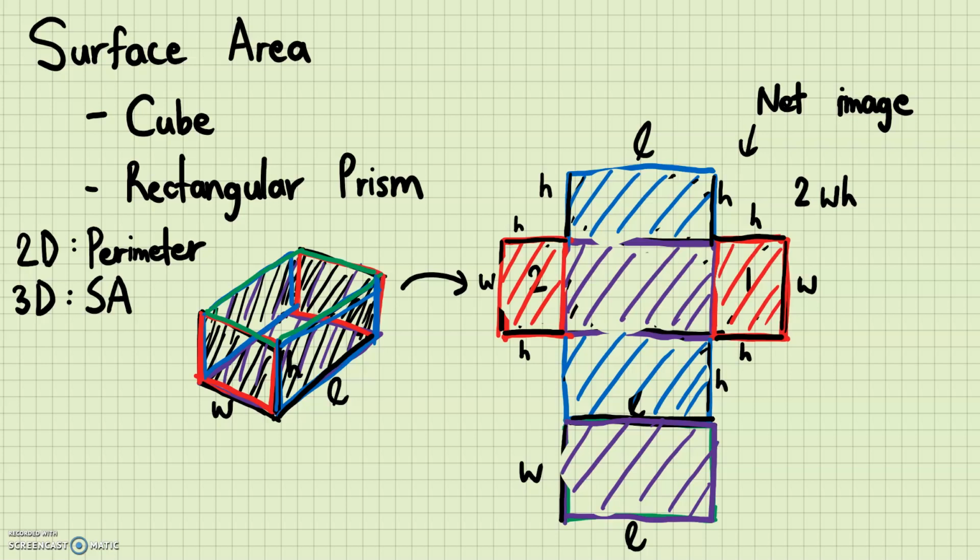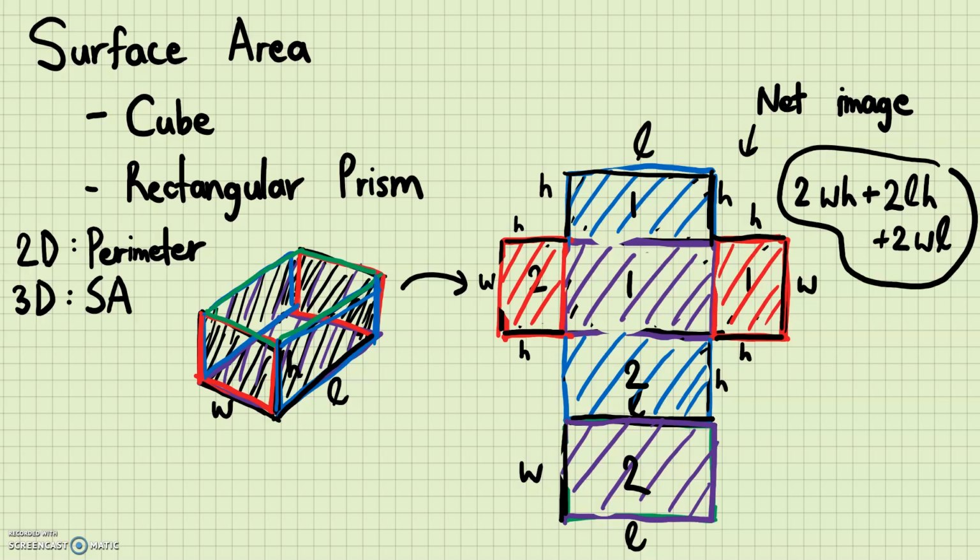And for the blue ones, you're adding the blue ones, L times H, right? L times H. But there are, again, 2 blue rectangles. So you do that times 2. And then plus the purple rectangles, we have W times L. But again, we have 2 of these rectangles, so you do that times 2. So this would give you the surface area of a rectangular prism.